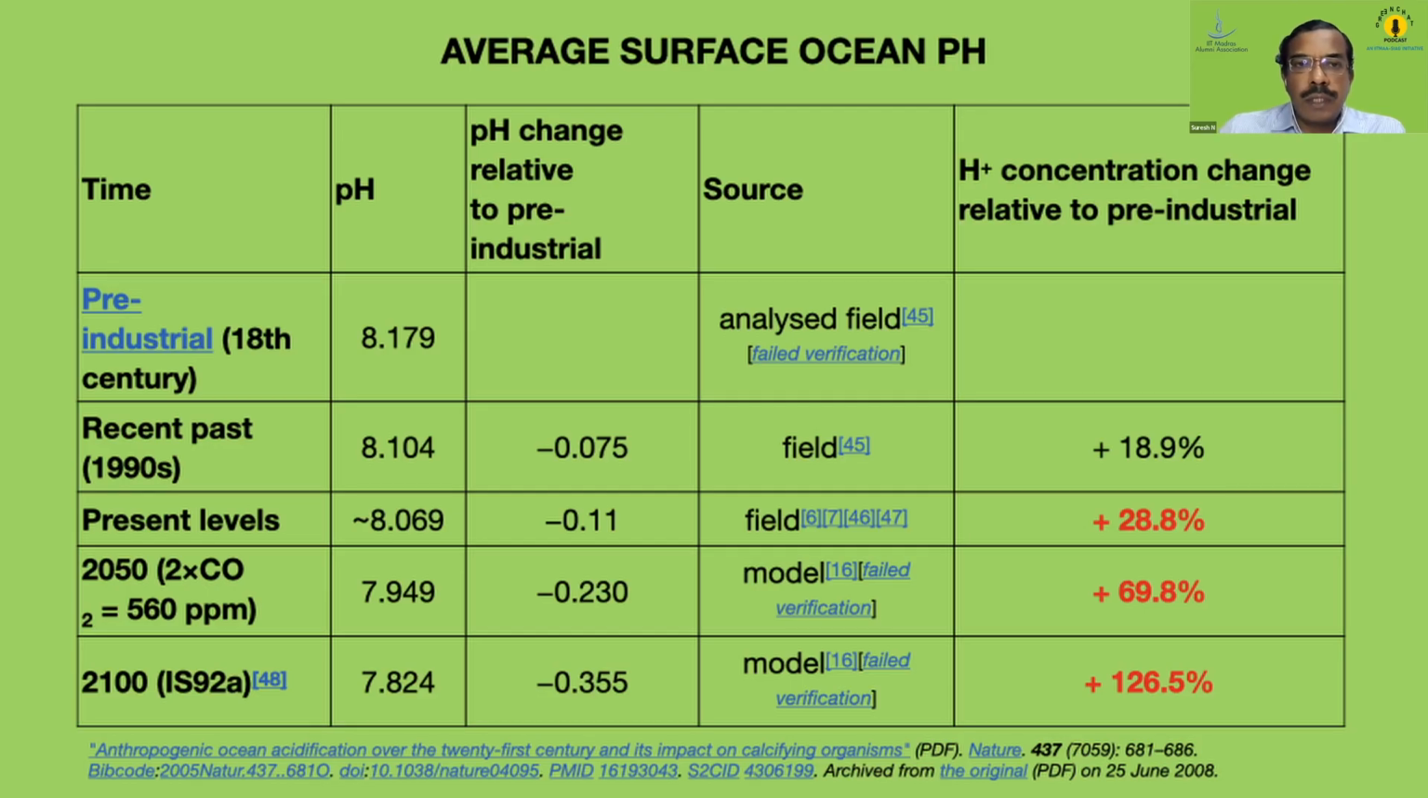If you see the pre-industrial levels, the pH level of the oceans was 8.17. Currently, we are at 8.06, which is almost 30% more acidic. Going forward at this rate, looking at the year 2100, it's estimated that the pH could go down to 7.8. This is the most worrying factor for the marine environment.